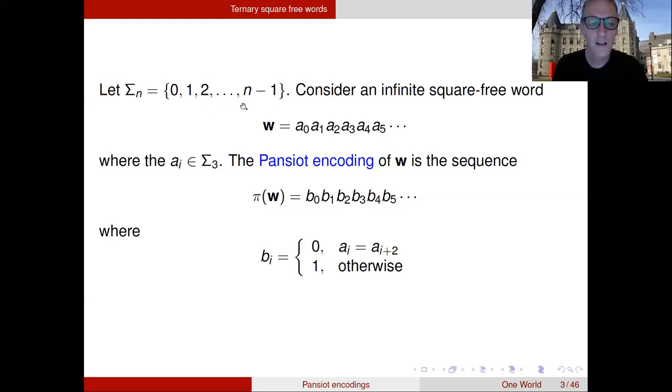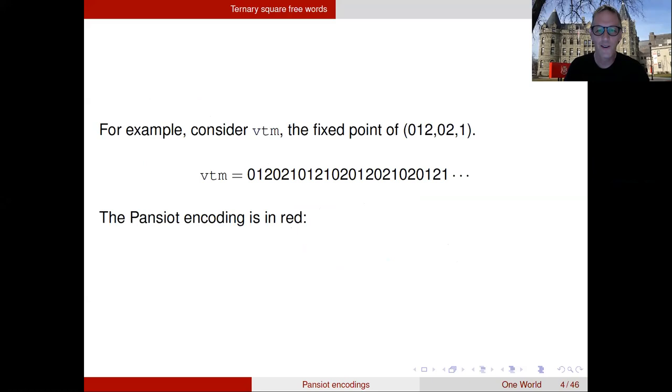So here's a ternary square-free word. And for the Pansiot encoding, the ith digit is zero if a_i is equal to a_{i+2}, otherwise it's a one. Can you see a new slide? Yeah. Excellent. So VTM, which people are using for this variation of the Thue-Morse word, is the fixed point of the morphism where 0 goes to 012, 1 goes to 02, and 2 goes to 1. So here's the Pansiot encoding.